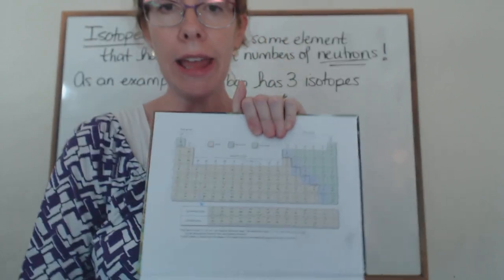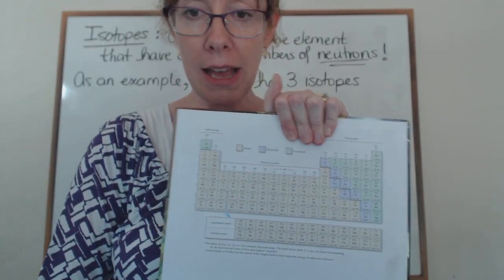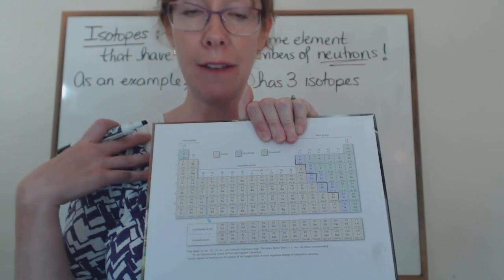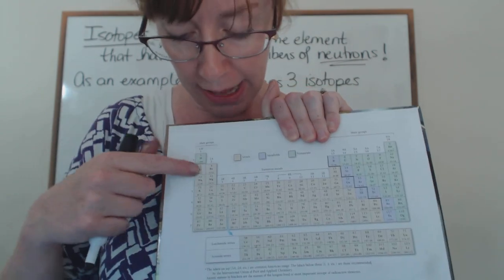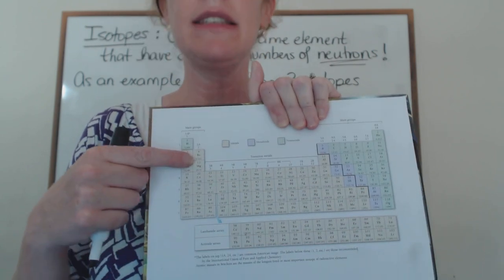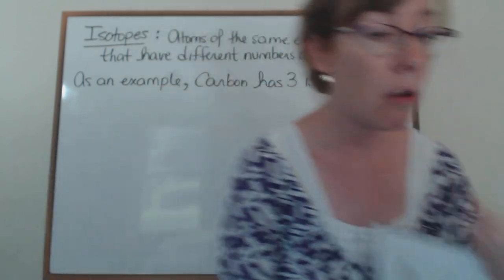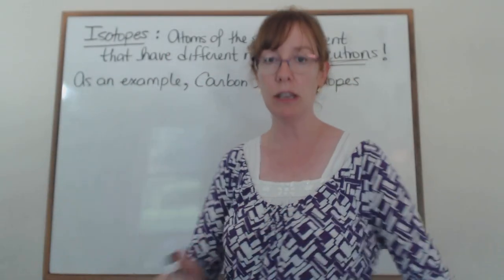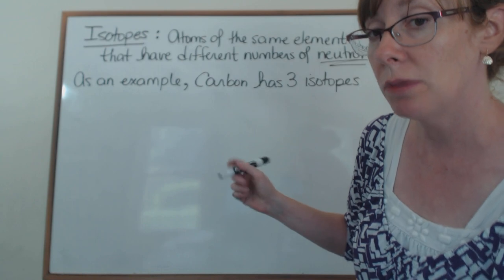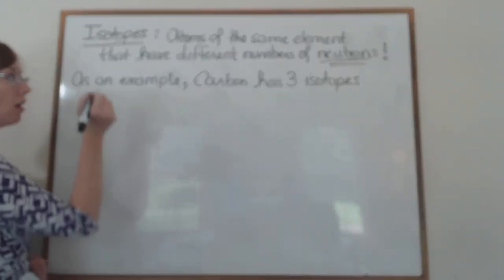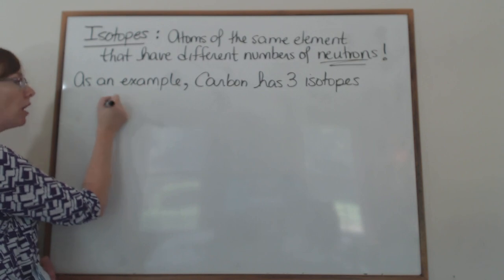For instance, it wouldn't be fair for me to ask you how many isotopes magnesium has. I would have to look that up. That information is not listed on your periodic table. So how many types of isotopes an element has has to be provided to you. But carbon does have 3 isotopes, 3 types of carbon atoms. And let me go ahead and tell you what they are. And we're going to draw them.